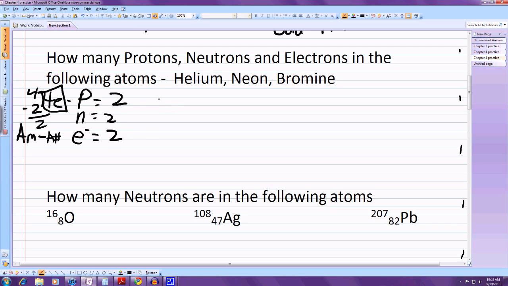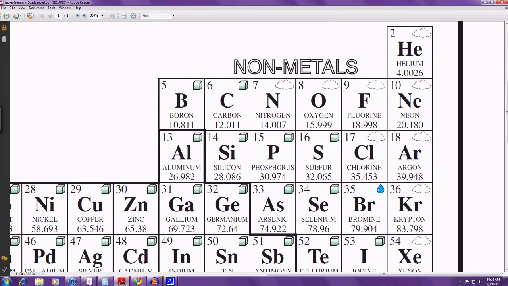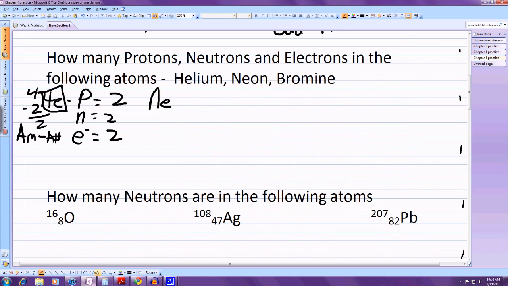Okay, so let's go ahead and move on to the next one, neon. Let's look for its mass number. Neon has 10 and 20. That 20.18 just rounds down to 20. Not enough there to round it up. So 20 and 10. 10 is its atomic number, 20 is its atomic mass.